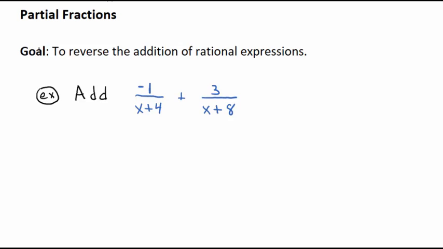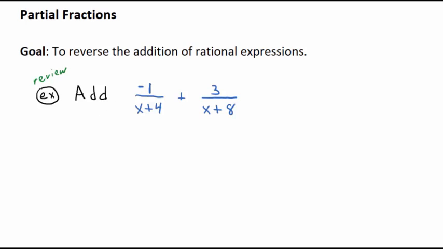Okay, you guys, this section is called partial fractions. The goal is to reverse the addition of rational expressions. As a review problem, this first example is a review of a problem that you would see in beginning or intermediate algebra. We're going to go in the forward direction of adding fractions together. This is not what we're doing today. Our goal for today is to undo the addition of rational expressions, but I need to remind you what it looks like to add rational expressions first to give you a place to start.